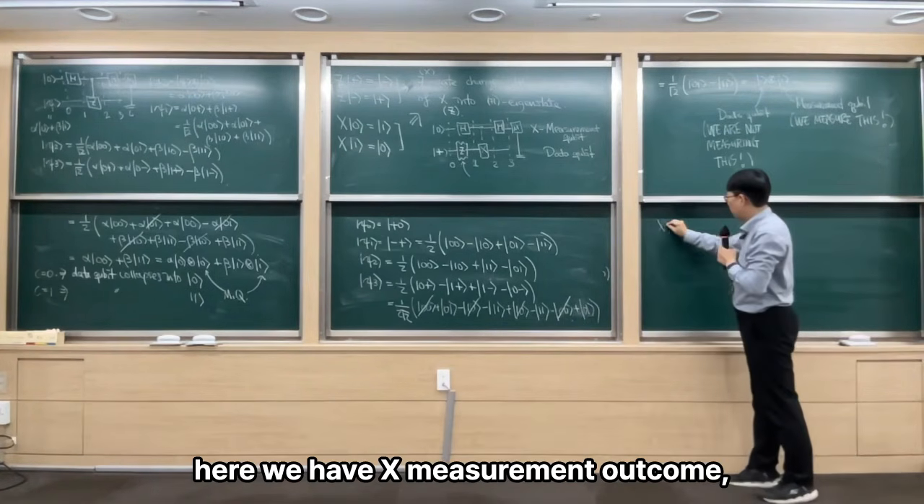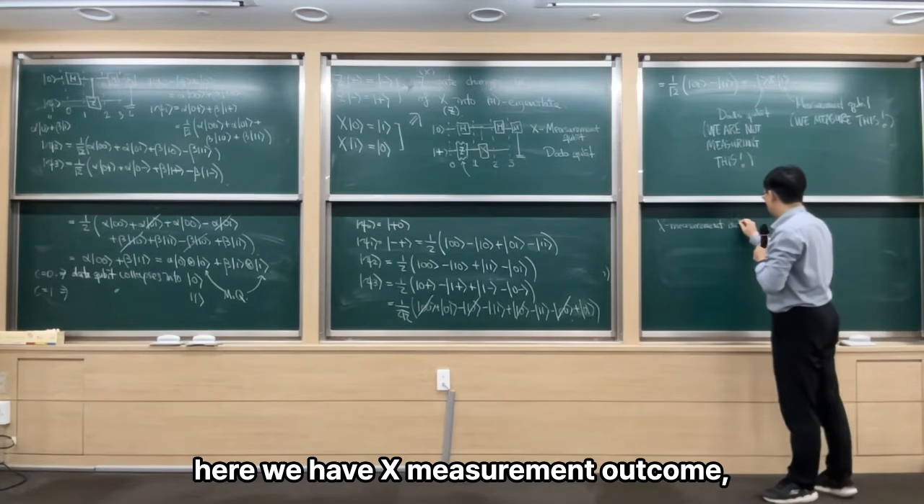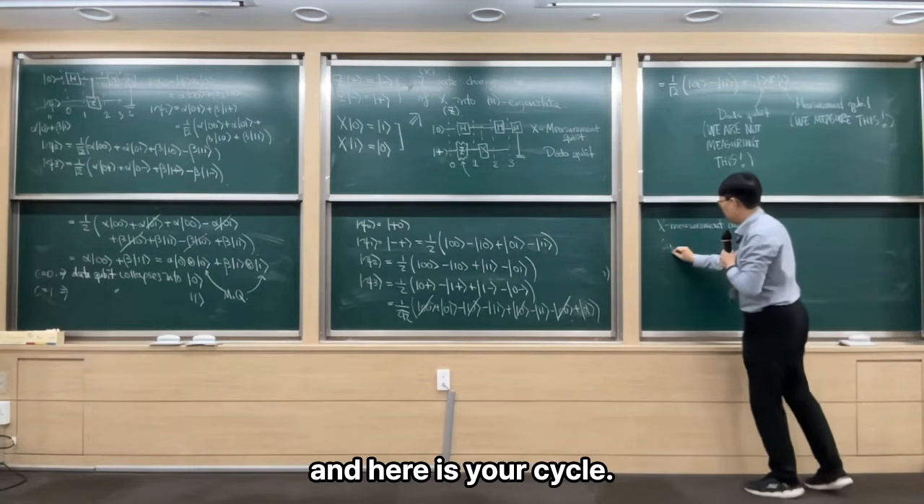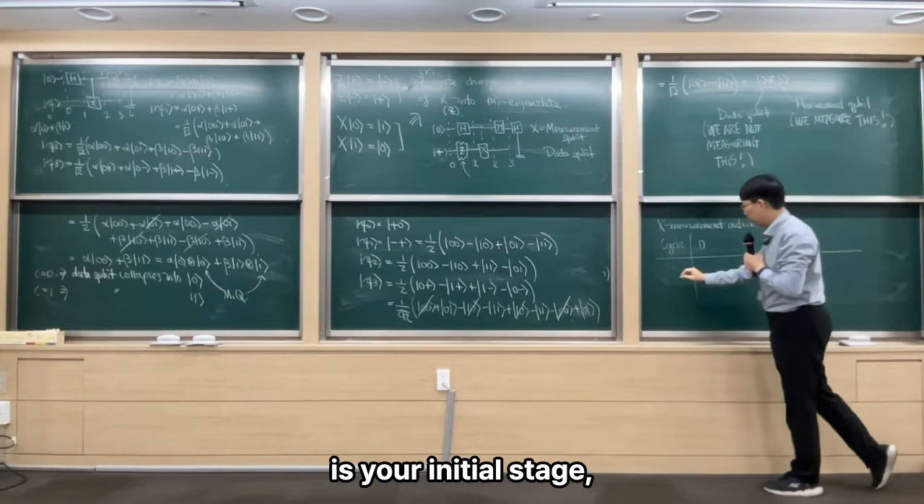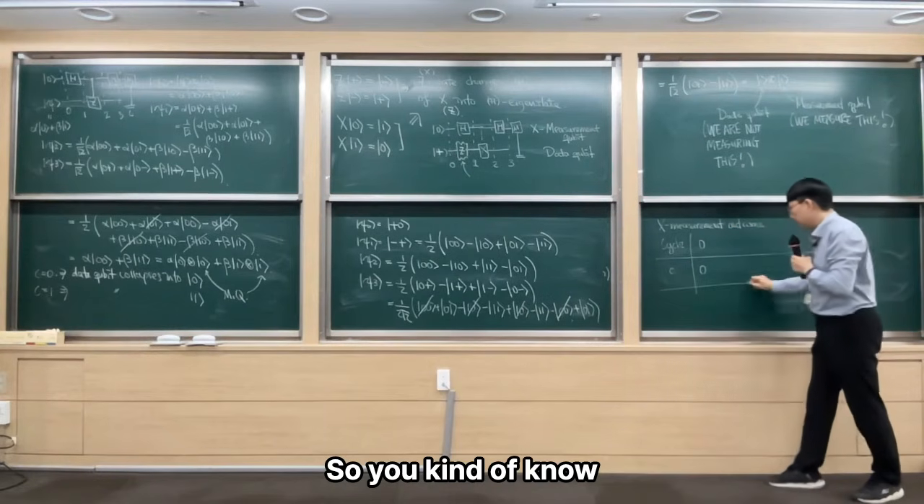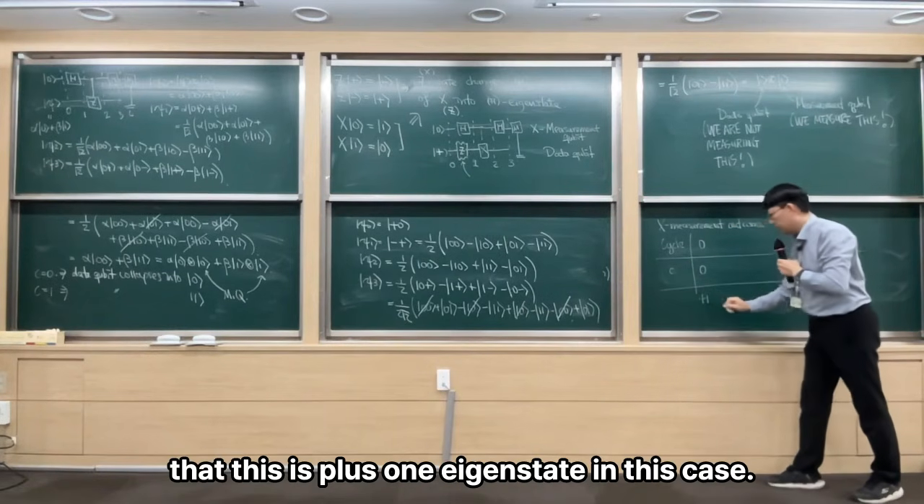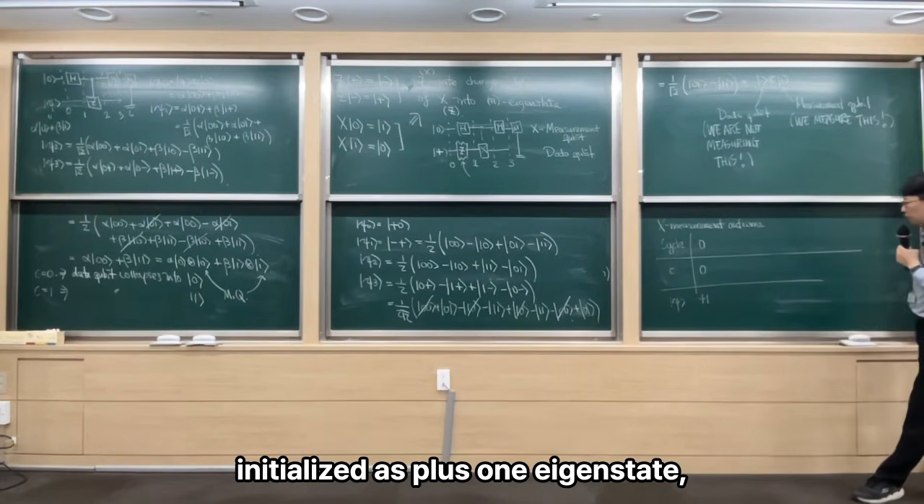So here we have X measurement outcome, and here is your cycle. Let's say cycle 0 is your initial stage. So the measurement outcome was 0. So you kind of know that this is the plus 1 eigenstate in this case. So your data qubit is initialized as the plus 1 eigenstate.